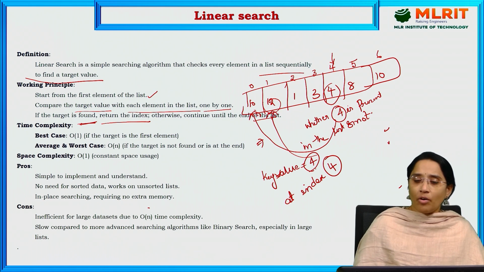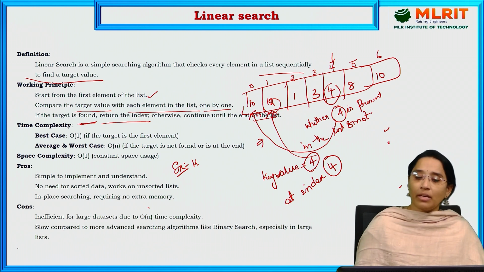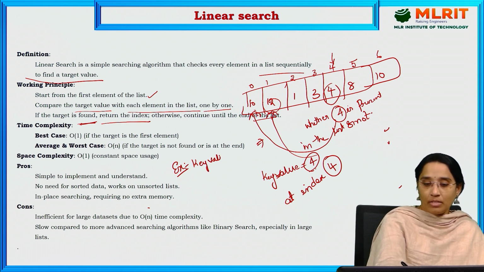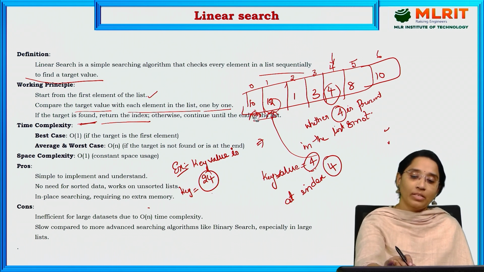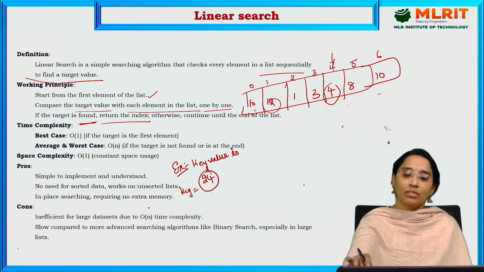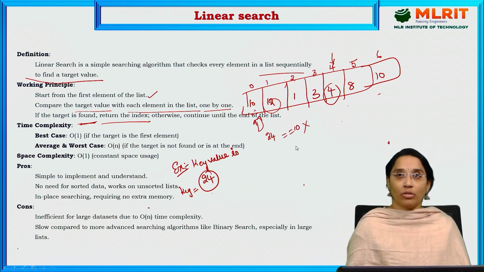If the element is not found in the list, take another example. In the previous case my key value was 4, and I got that element at position 4. Now suppose my key value is 24. Key is equal to 24. I have the key value and I have this array. These are my array elements. Now I will start comparing from index 0. So 24 is compared with 10 in the array. No, they are not the same.